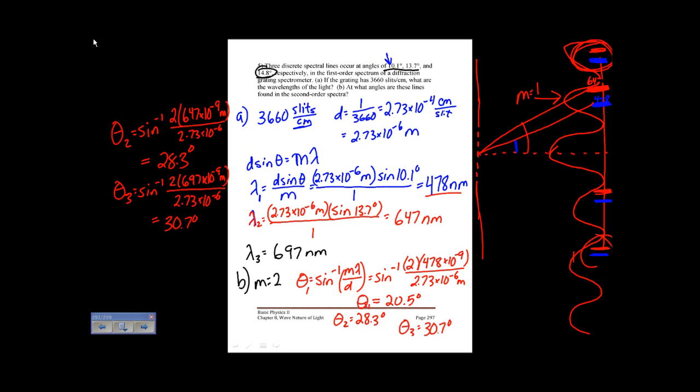That's the second order. And then you can also calculate it for the third order, for the fourth order, until the orders just go away when the angle exceeds 90 degrees. Which brings us to this next one. Okay, number 6 says a grating with 1,500 slits per centimeter is illuminated with a light of wavelength of 500 nanometers. What is the highest order number that can be observed with this grating?